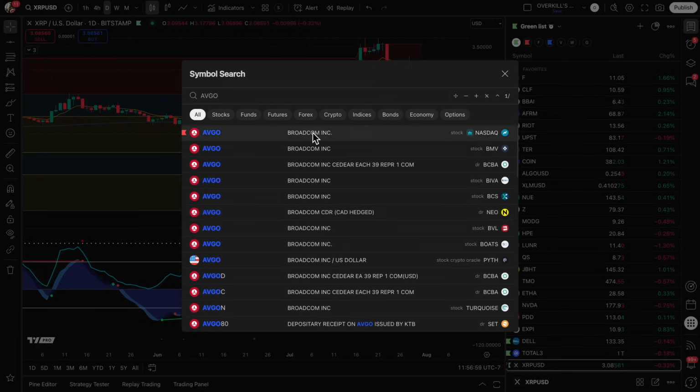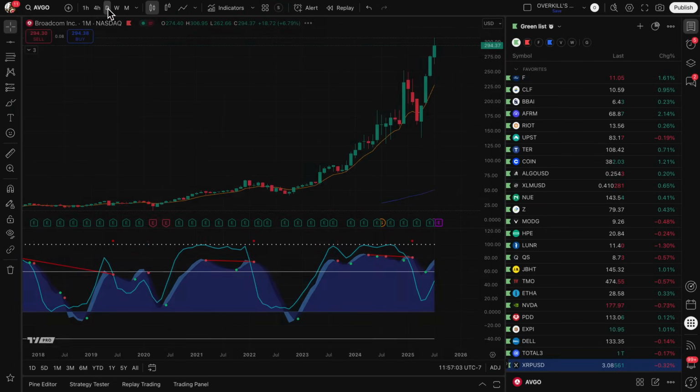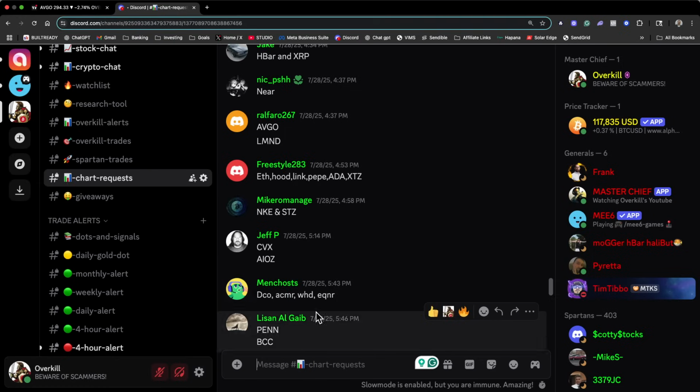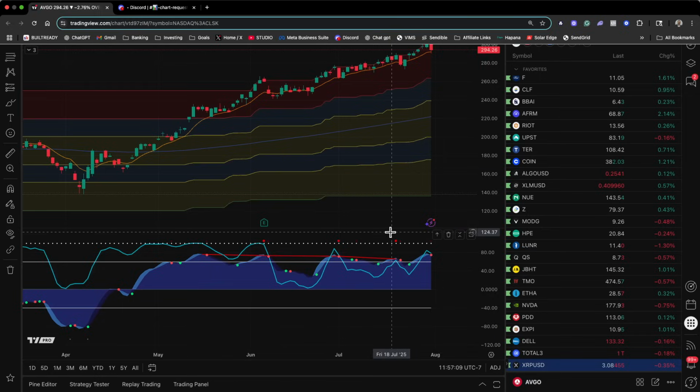AVGO, I put that one on like yesterday, I think. Looking to sell this one up in the red zone, looking to take profit. It's got a red dot today in the red zone, taking the profit.